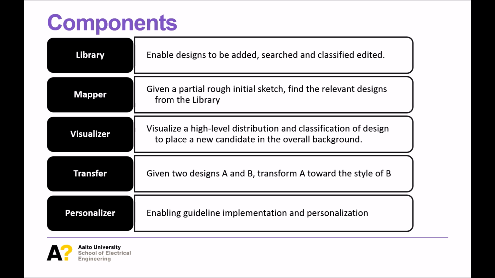Out of these five components, the current discussion will focus on these two: the mapping, that is identification of the best closest match from the library, and transfer, given two designs, transform one into the format of the other.